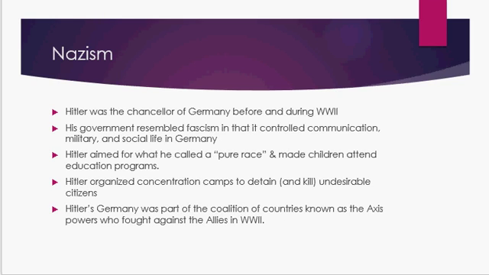Hitler organized concentration camps to detain and kill undesirable citizens, and this would be mostly, the highest number, of course, is the European Jews, also homosexuals, gypsies, the disabled, people who he did not think fit in his perfect race idea. Hitler's Germany was part of the coalition of countries known as the Axis powers, who fought against the Allies in World War II.